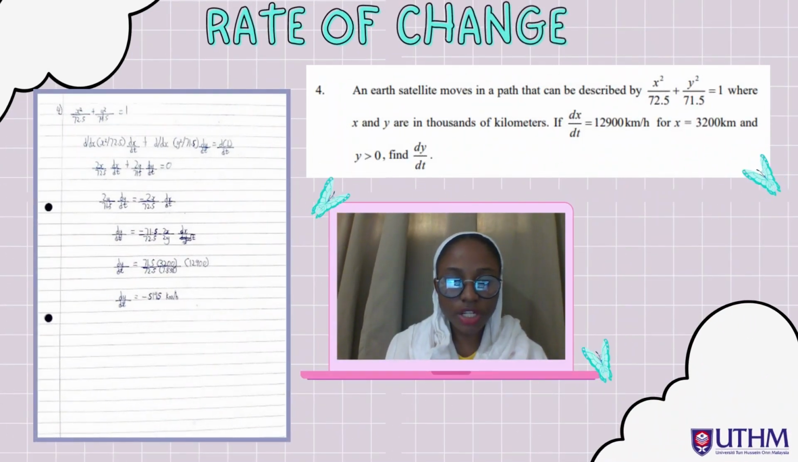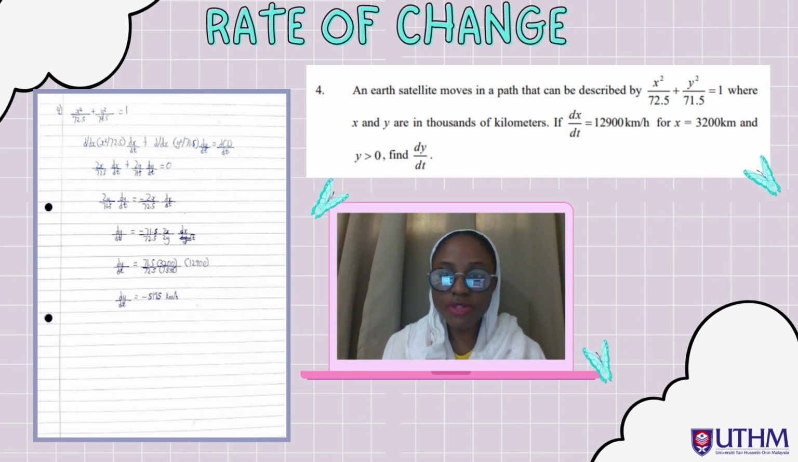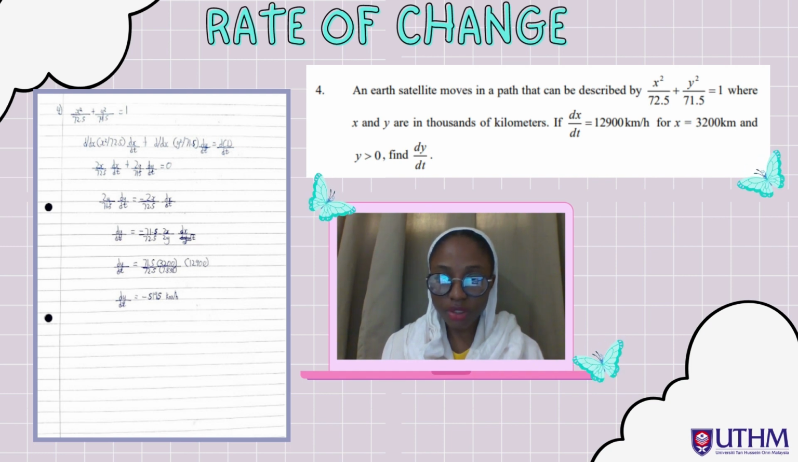As for rate of change, I'll be presenting question number 4. The question is, an Earth satellite moves in a path that can be described by x squared over 72.5 plus y squared over 71.5 equals 1, where x and y are in thousands of kilometers. If dx over dt is 12,900 km per hour for x equals 3,200 km and y is bigger than 0, find dy over dt.